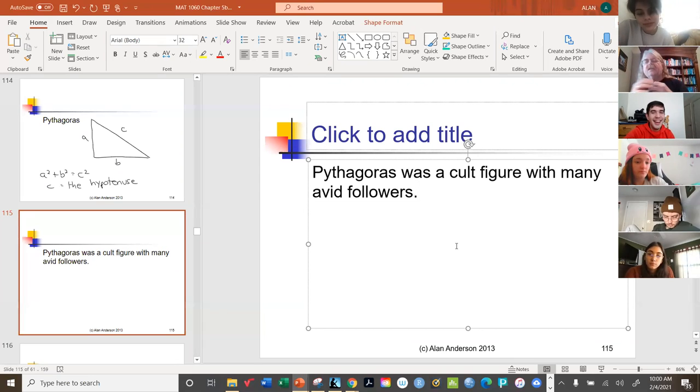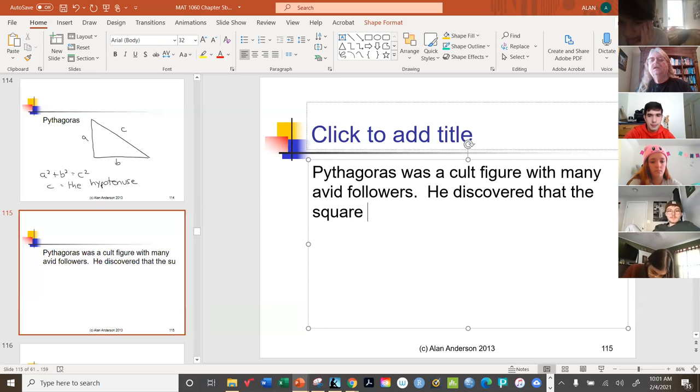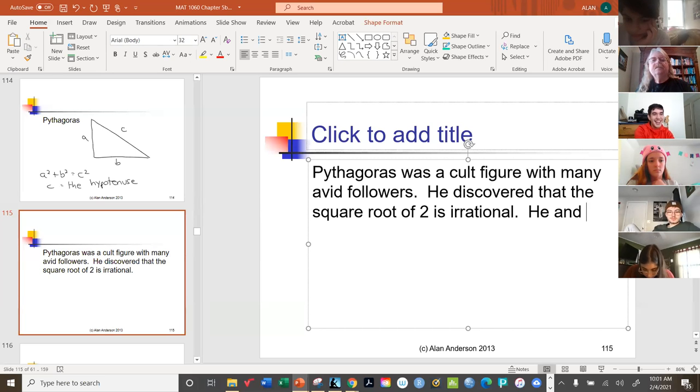But here's the thing. Pythagoras had this worldview that everything in nature could be reduced to perfect squares or circles or spheres. In other words, he was primarily a geometry guru, you could say. And so they were always looking for evidence that everything was in fact composed of perfect squares and circles and triangles and all the rest. So what happened was he discovered that the square root of 2 is irrational.